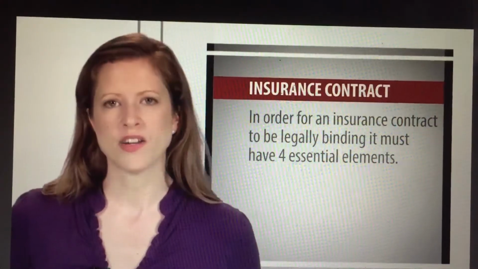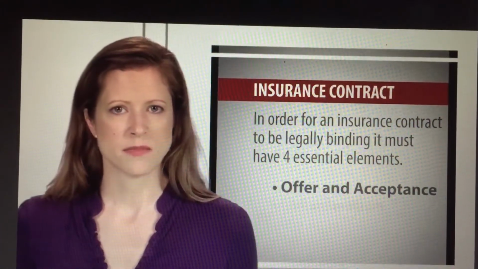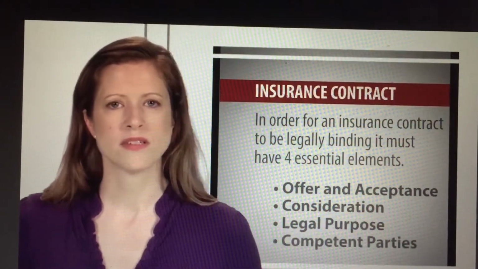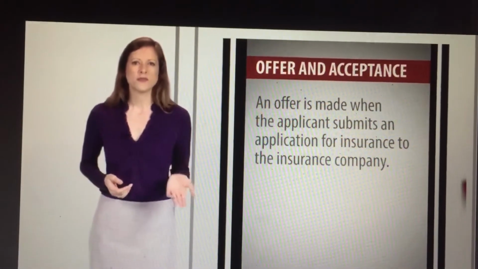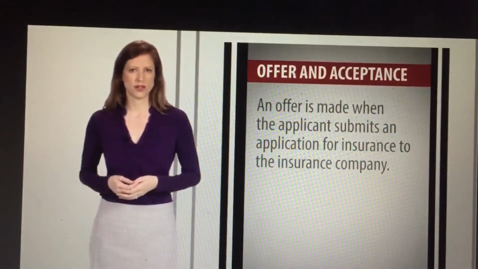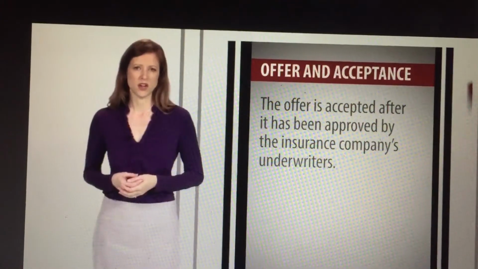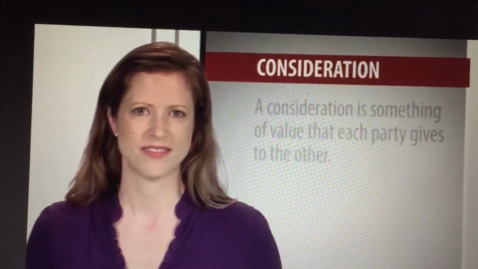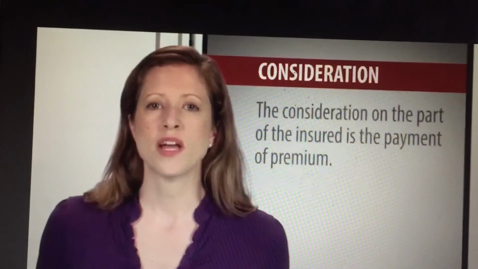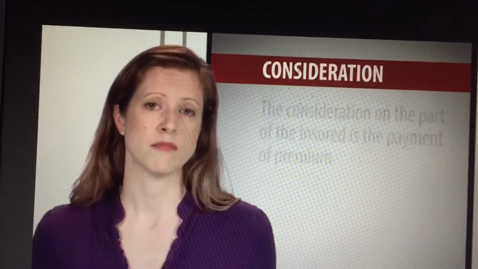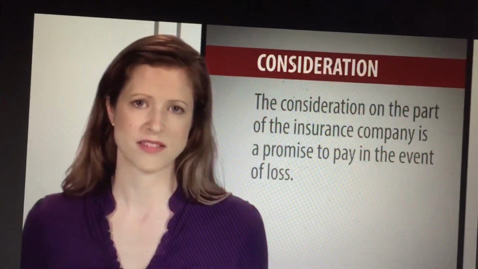In order for an insurance contract to be legally binding, it must have four essential elements: offer and acceptance, consideration, legal purpose, and competent parties. Offer and acceptance. An offer is made when the applicant submits an application for insurance to the insurance company. The offer is accepted after it has been approved by the insurance company's underwriters. Consideration. A consideration is something of value that each party gives to the other. The consideration on the part of the insured is the payment of premium. The consideration on the part of the insurance company is a promise to pay in the event of loss.